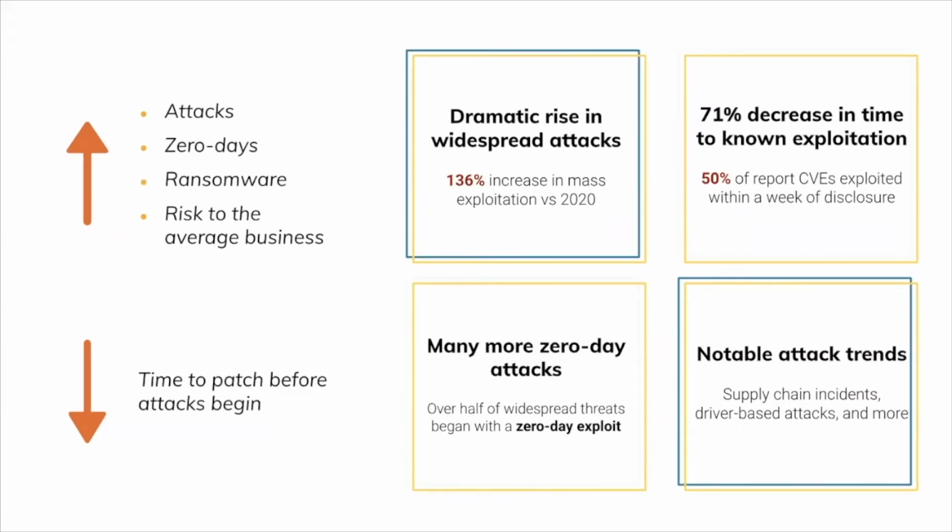Mass exploitation went up dramatically. It's much more common today for vulnerabilities to be exploited at scale by many different attackers, whether they're ransomware groups, botnets, coin mining operations, and APTs. In 2020, we tracked just over a dozen vulns that were exploited by many attackers. That number more than doubled in 2021.